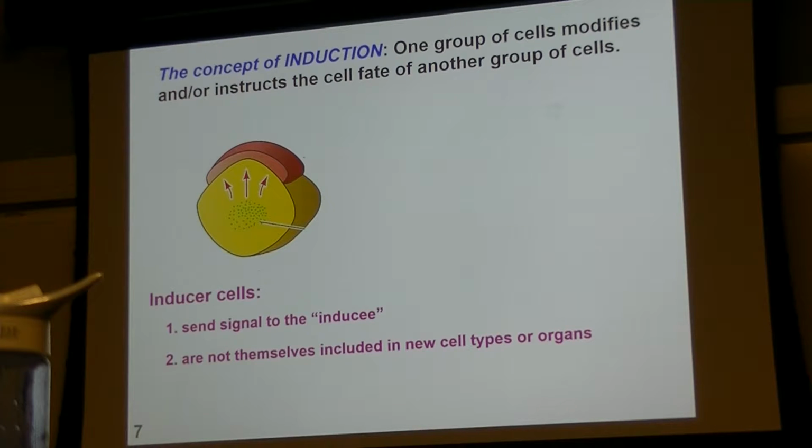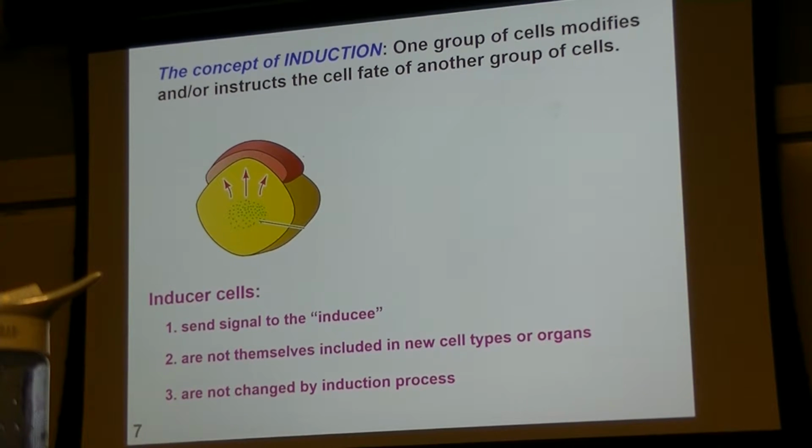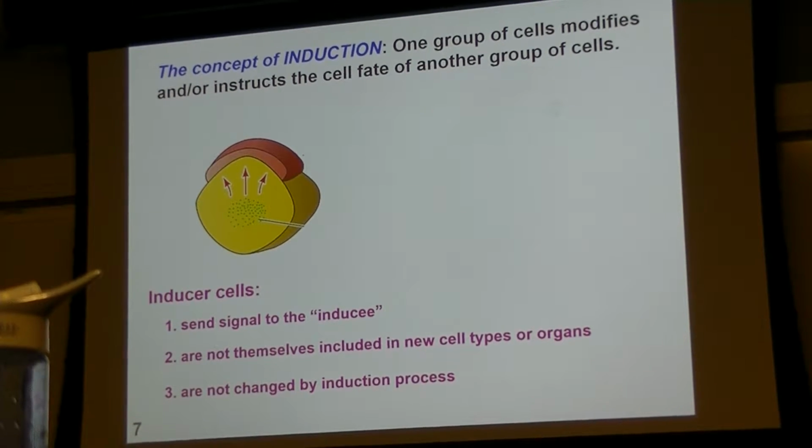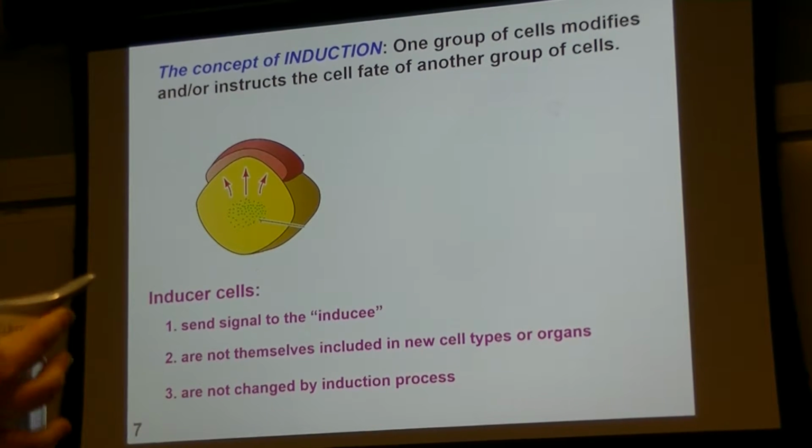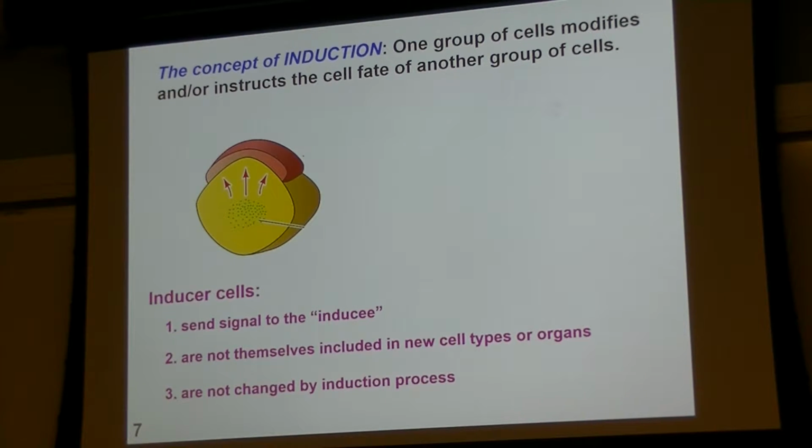They themselves, the vegetal cells, are not changed. So even though they send out the signal, their own cell fate doesn't change at all. They just stay as vegetal cells or endoderm cells. And yes, I guess I'm repeating myself here, they're not really changed by the induction process at all. So it is a kind of one-directional signal from one group of cells to a second group of cells, where the second group of cells gets changed.